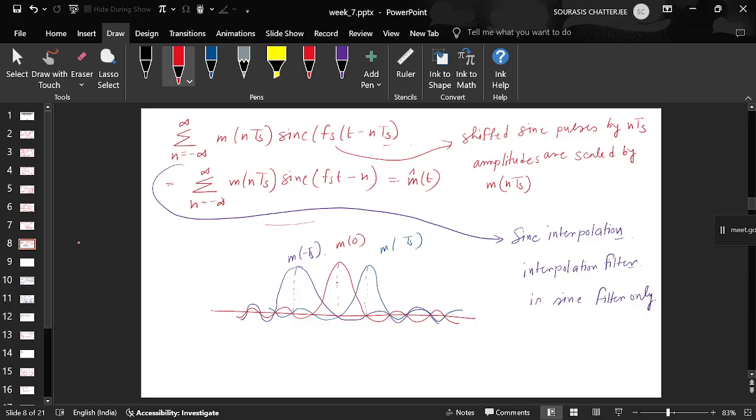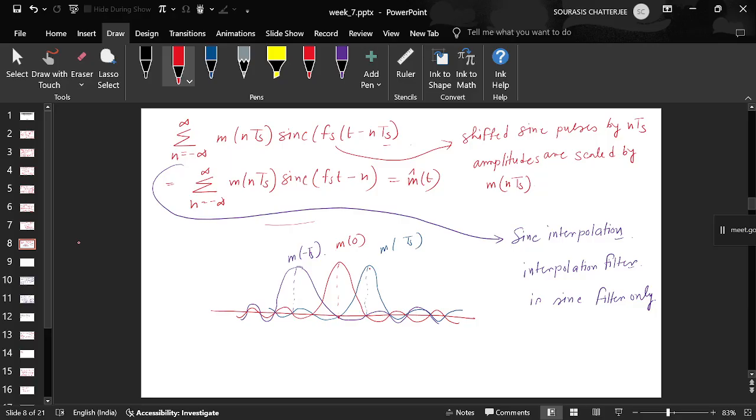Geometrically it will look something like that. This is the sinc pulse corresponding to m(0). You can see this is the point where it is being sampled, and this is the sinc pulse corresponding to m at the first sampling period, and this is at minus Ts. The point to observe here is that at this point, where the sinc function corresponding to n equal to 0 is being sampled, the contribution of the other sinc pulses is actually 0, and this is being ensured by the Nyquist criterion.